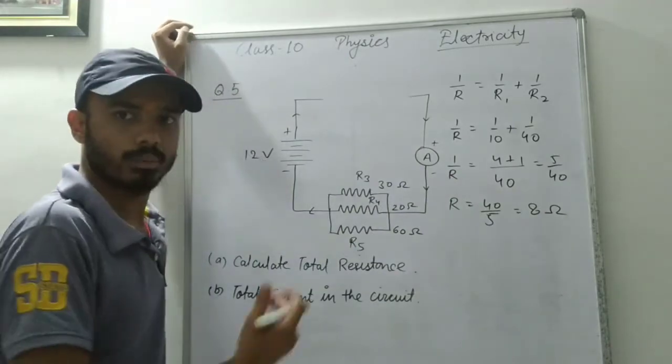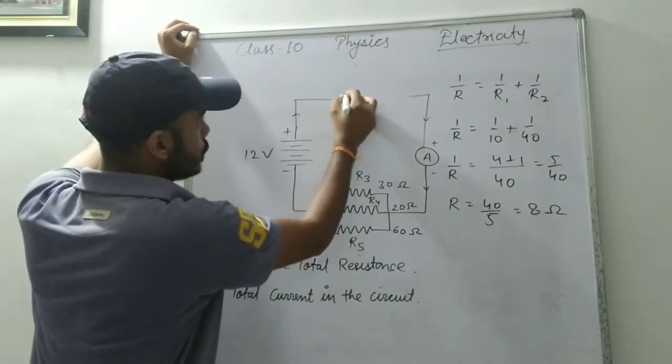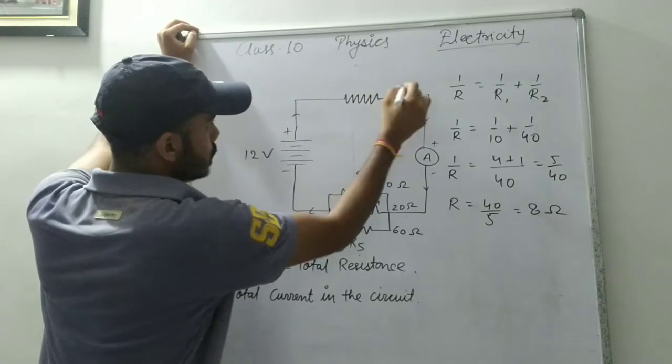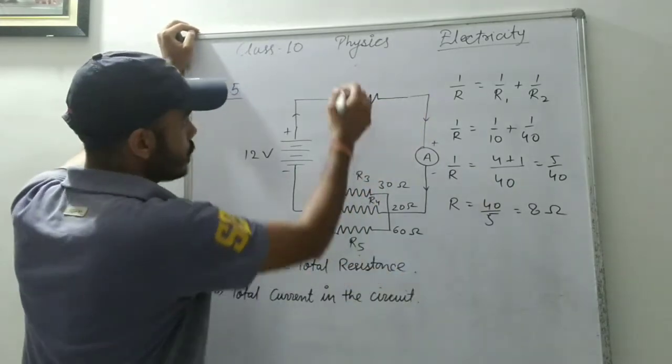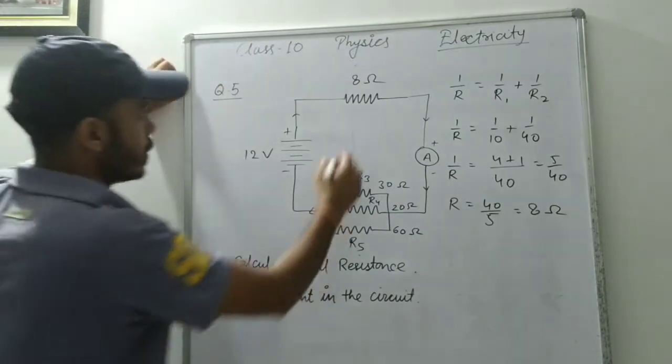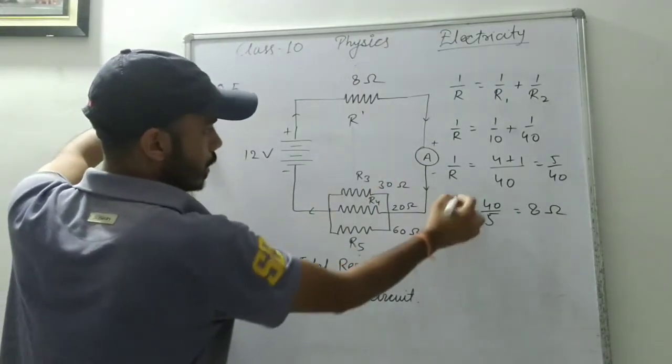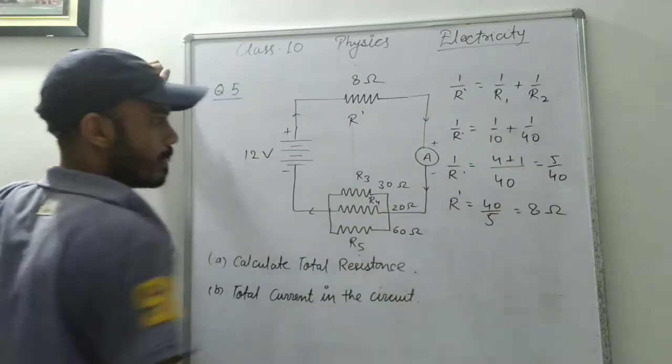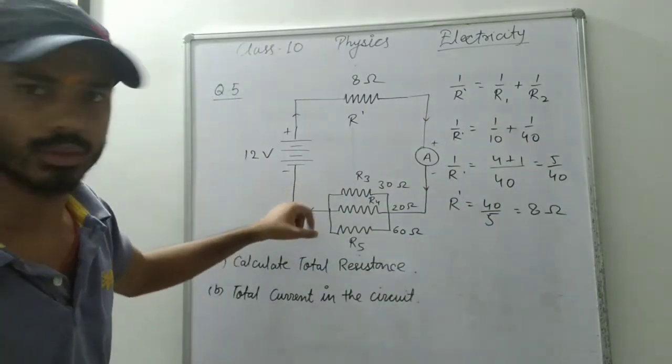So here we are replacing R1 and R2 by an equivalent resistance whose value is 8 ohm. Okay, and here we are showing it by R dash.